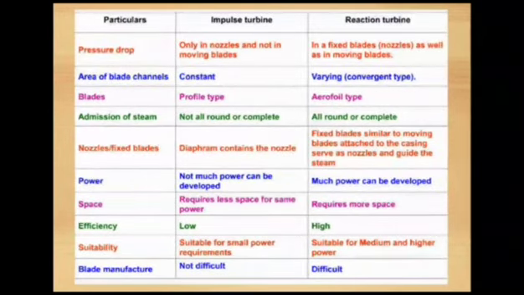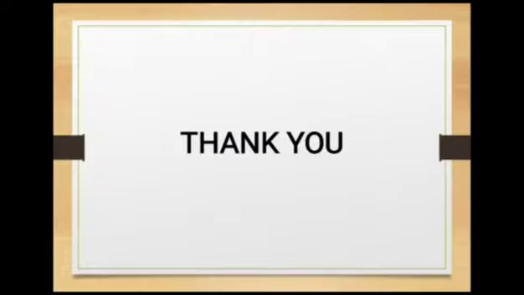The differences between the impulse and reaction turbine: pressure drop, area of blade channels, admission of steam, nozzle blades, power, space, and the efficiency, suitable, and blade manufacture. In the impulse turbine, the efficiency is low, and in the reaction turbine, the efficiency is high. Thank you.